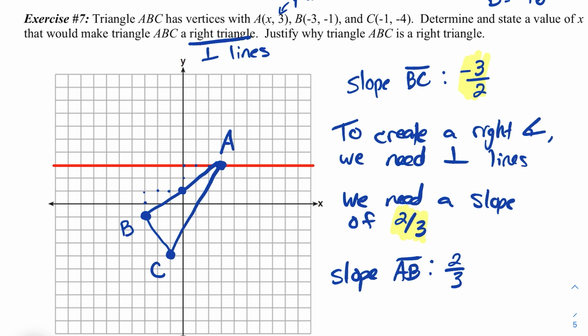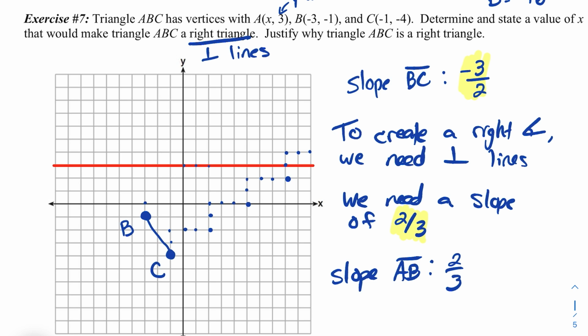That creates a right triangle. There's another answer you could have had. You could have tried to create the slope of 2/3 from C to A. So if I went up 2 over 1, 2, 3, that doesn't work. Up 2 over 1, 2, 3, that doesn't work. It goes past the red line.